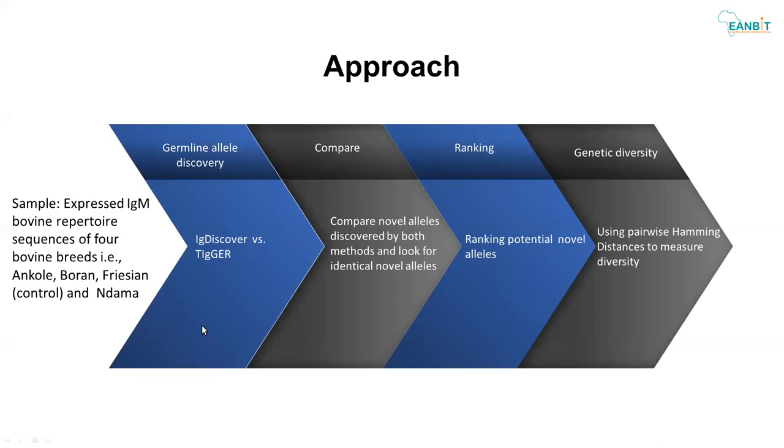The first thing was to discover the alleles using two tools, IgDiscover and TIgGER. Then we compared the novel alleles discovered by both methods and looked for identical novel alleles. Then we ranked potential novel alleles to see whether we could move ahead and try to validate the alleles that were discovered. Last, we used pairwise Hamming distances of these novel alleles to measure genetic diversity.